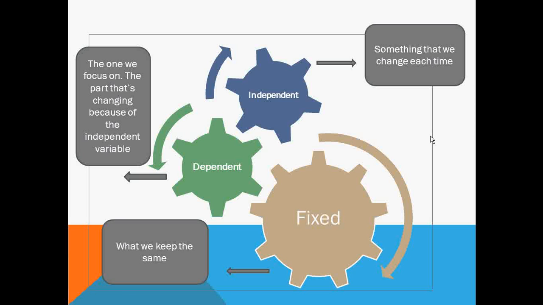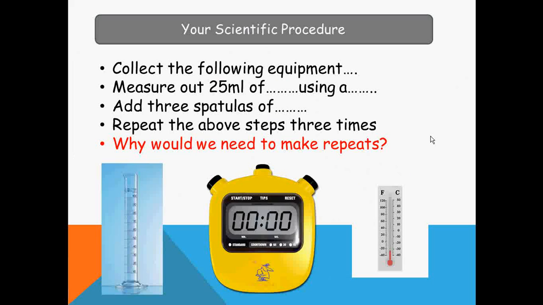We like to keep something constant throughout the entire experiment. So whenever you're doing a science experiment, think, what thing am I not changing? What am I keeping the same? And that will be your fixed experimental variable.